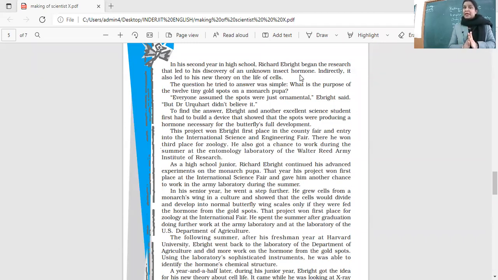This project won Ebright first place in the county fair and entry into the International Science and Engineering Fair. So see, he's come such a long way from the first experiment that he did when he took that slide, right, a frog tissue, for the competition. And now he's actually working on finding answers to so many questions, right? And see, at a young age, he's eligible for participating in international competitions also.